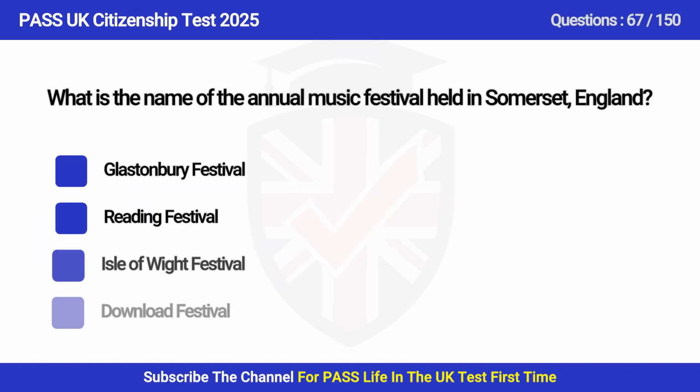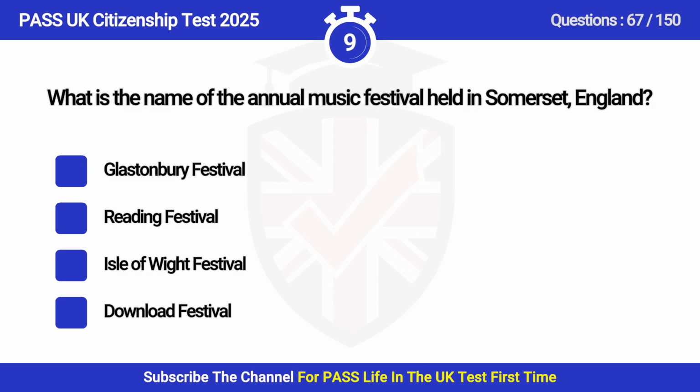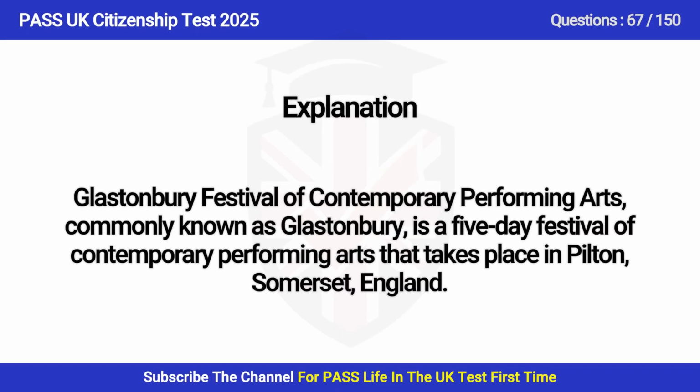Question 67. What is the name of the annual music festival held in England? A. Glastonbury Festival, B. Reading Festival, C. Isle of Wight Festival, D. Download Festival. Answer is A. Glastonbury Festival. Glastonbury Festival of Contemporary Performing Arts, commonly known as Glastonbury, is a festival of contemporary performing arts that takes place in England.